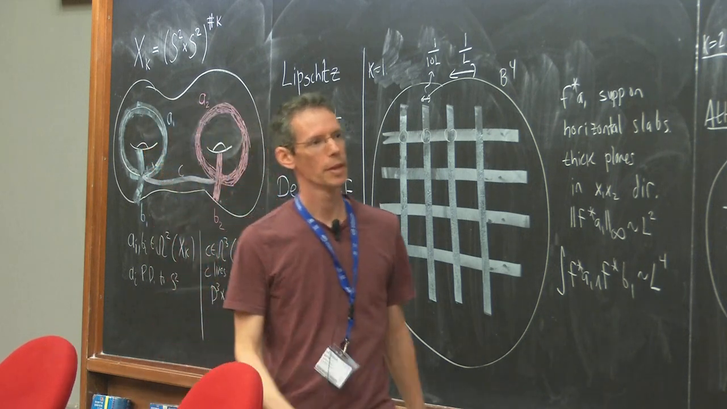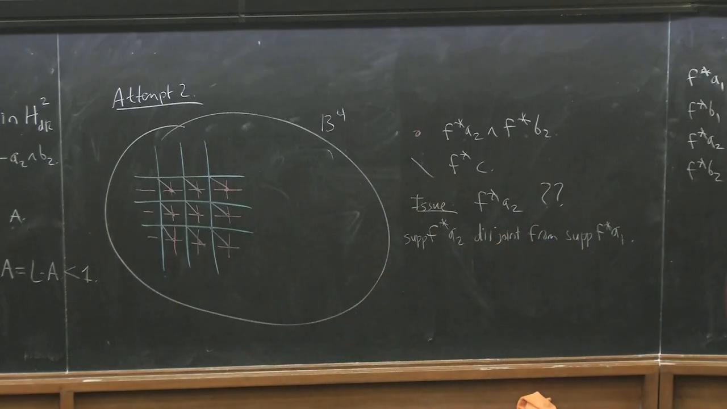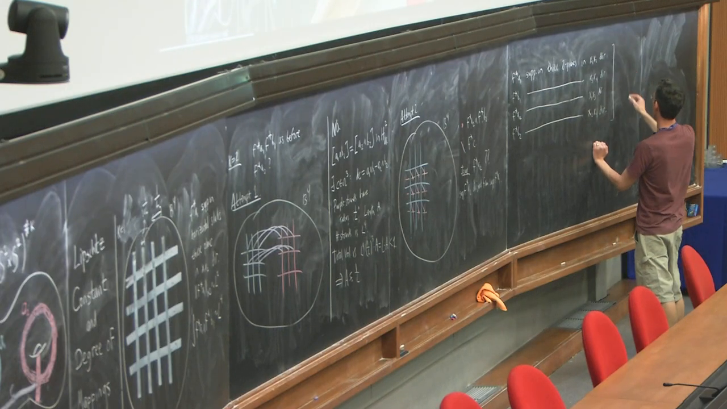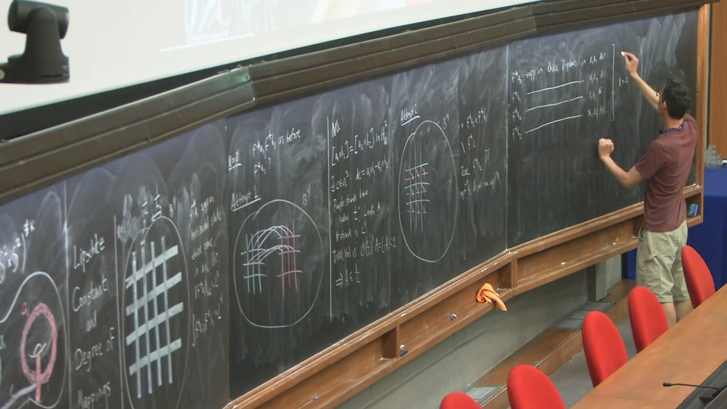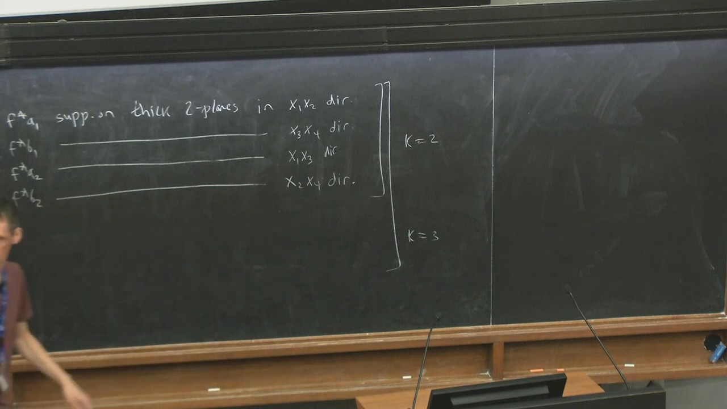OK, so that's how we do it for k equals 2. You can think for a moment, but I don't have too much time. So this is for k equals 2. Then if I had to go further and do it for k equals 3, what would I do? Now I need to have a pullback of A3 and a pullback of B3.